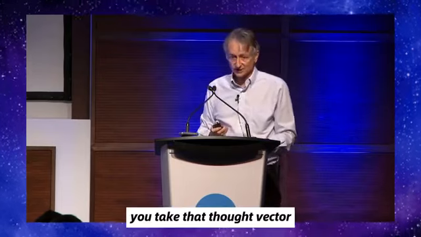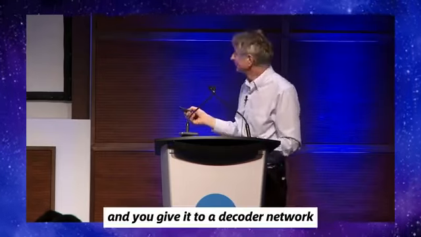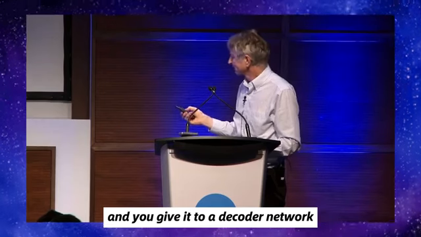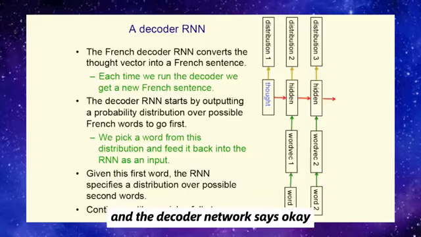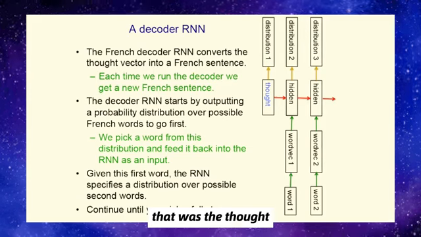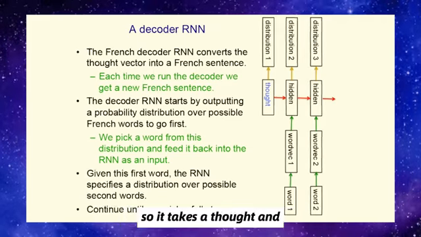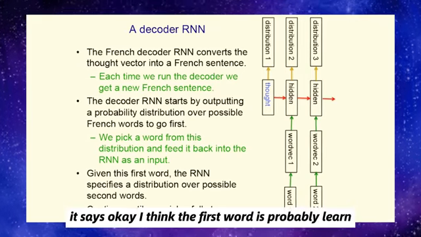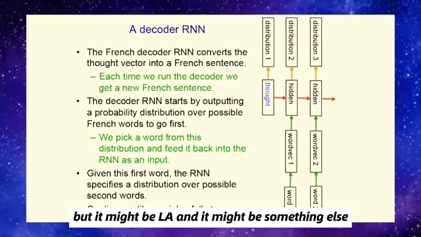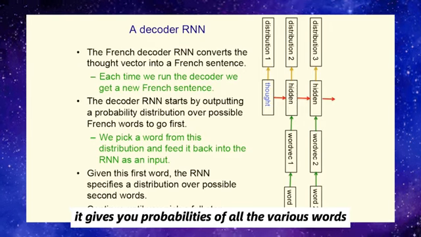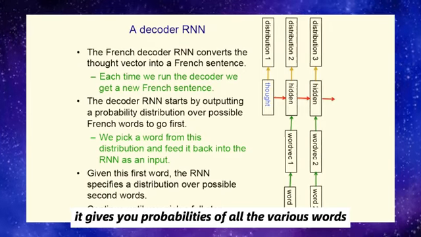You take that thought vector, and you give it to a decoder network. And the decoder network says, OK, that was the thought. Let's suppose it's doing English to French. What's the first word in French? So it takes a thought and it says, OK, I think the first word is probably le, but it might be la, and it might be something else. It gives you probabilities of all the various words.